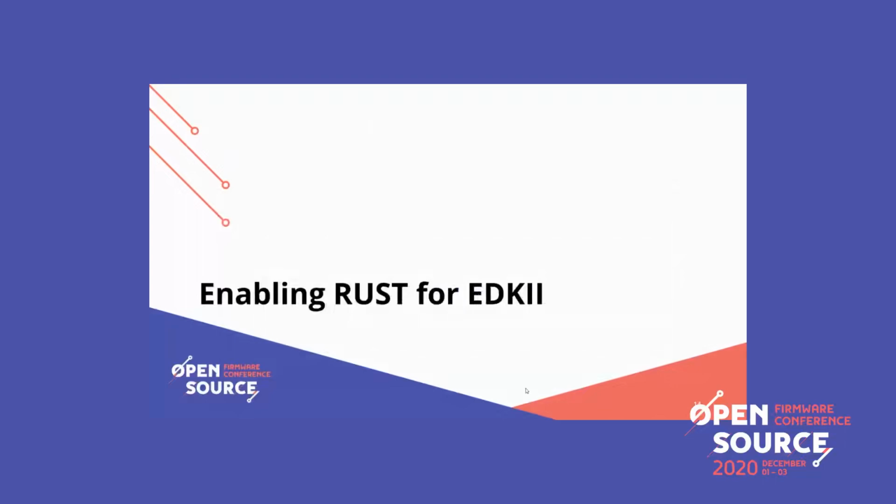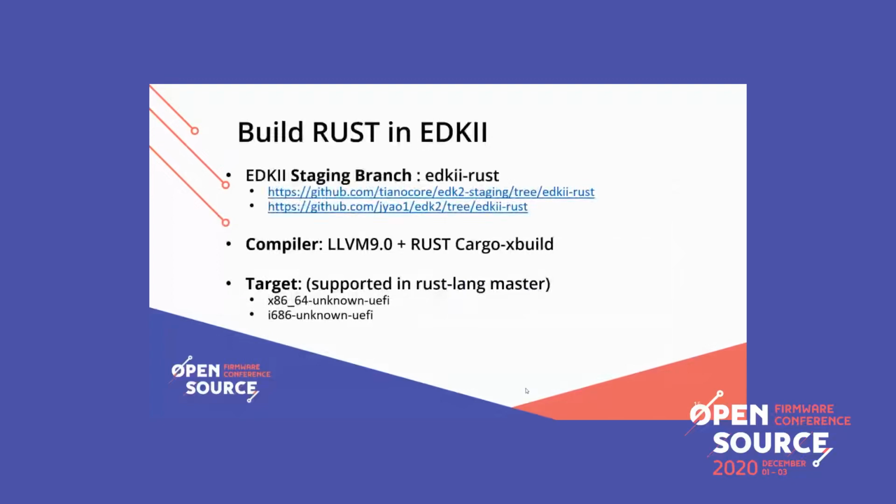We created the EDK2 Rust branch in the EDK2 staging repository. And we also update the EDK2 Rust branch in a personal Git repository with the latest update. We plan to sync to the staging periodically.